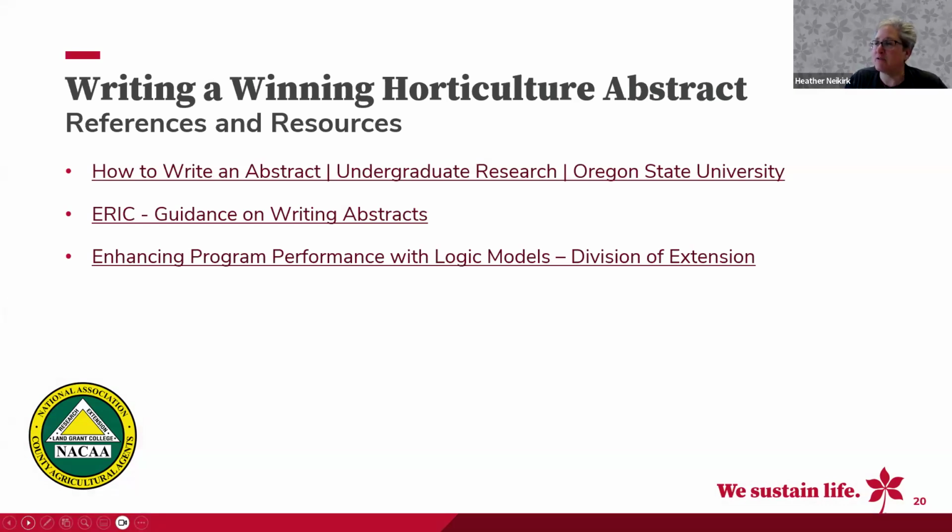But these are references and resources that we've used to pull together, that you can find to help you understand writing an abstract from some very notable organizations, as well as using the logic model to frame that for you.